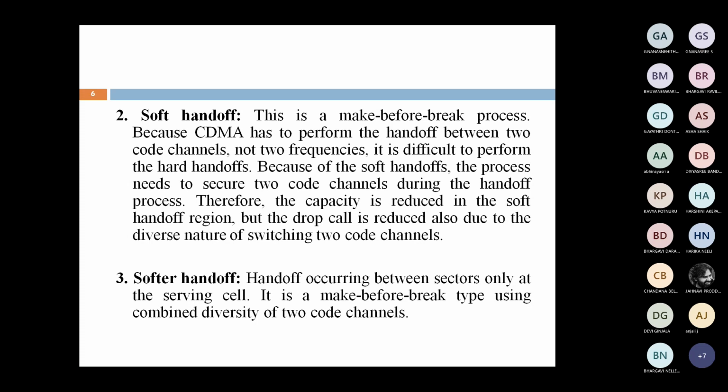Next, the third one is softer handoff. Here, the softer handoff occurs between sectors only. That is based upon the concept of directional antennas used with sectoring, either 60-degree sectoring or 120-degree sectoring.